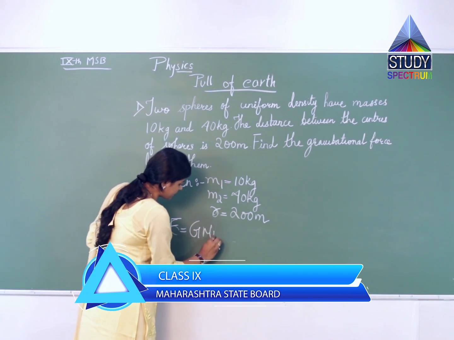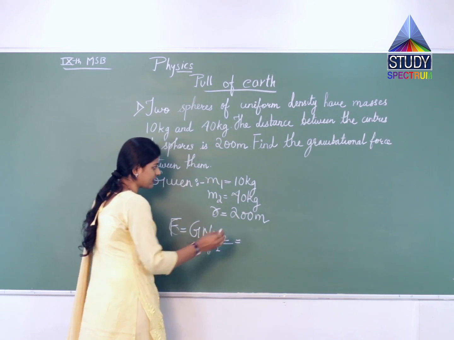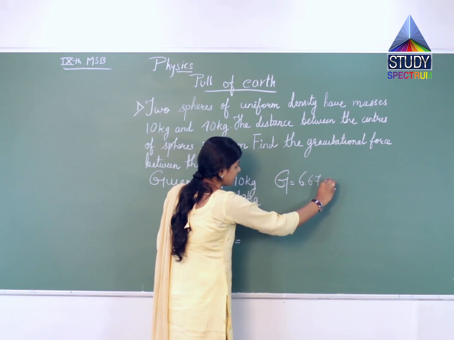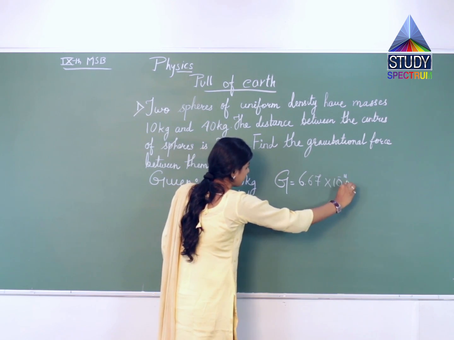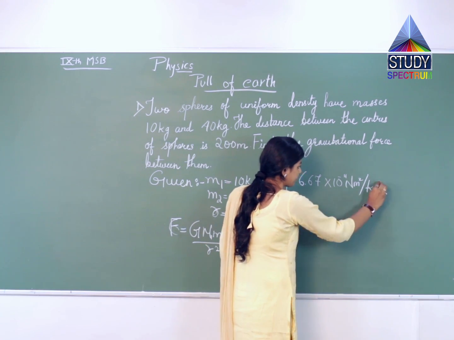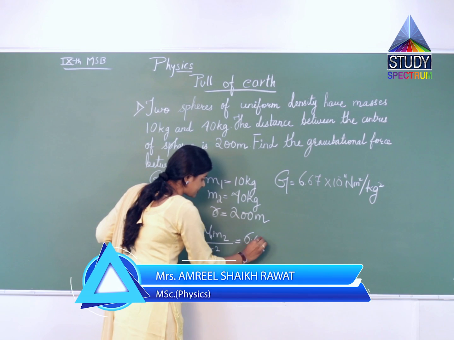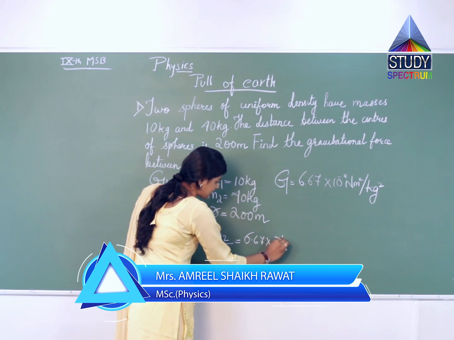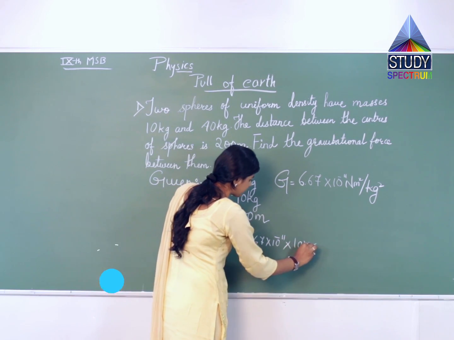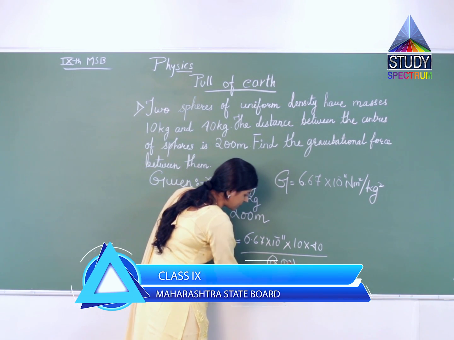the formula F equals G m1 m2 upon r squared, where the value of G is 6.67 into 10 raised to minus 11 Newton meter square per kg square. So we will substitute all the given data: 6.67 into 10 raised to minus 11 multiplied by 10 into 40 divided by 200 the whole square.